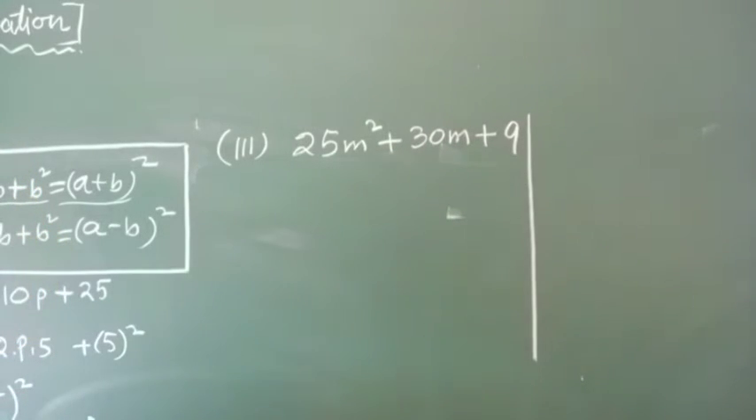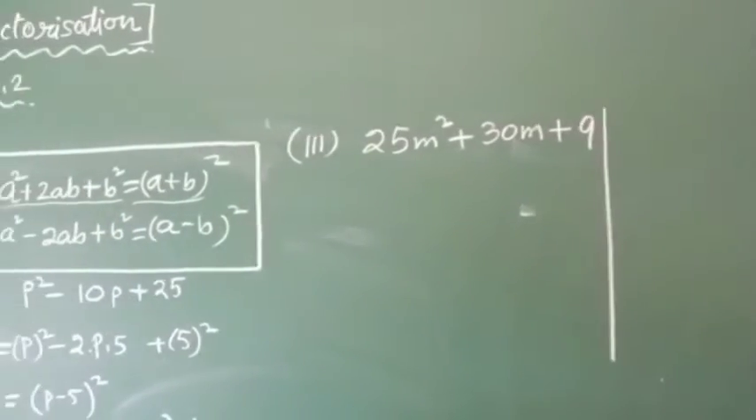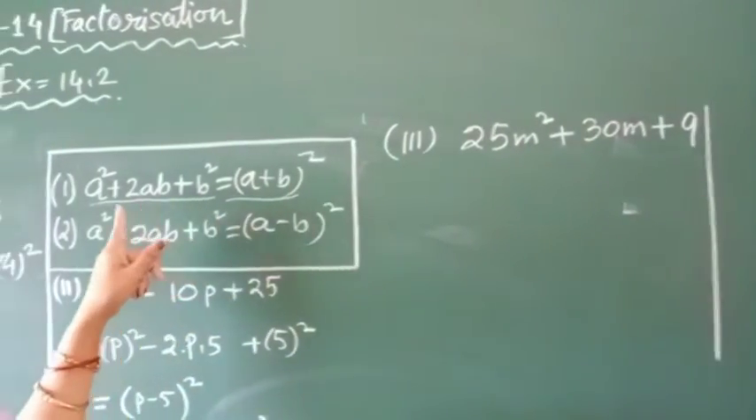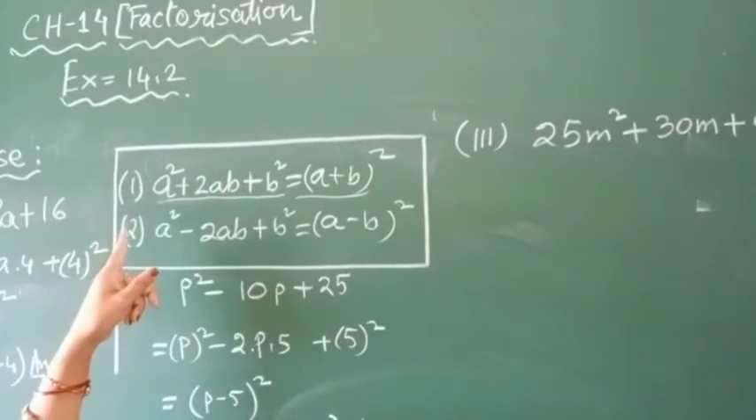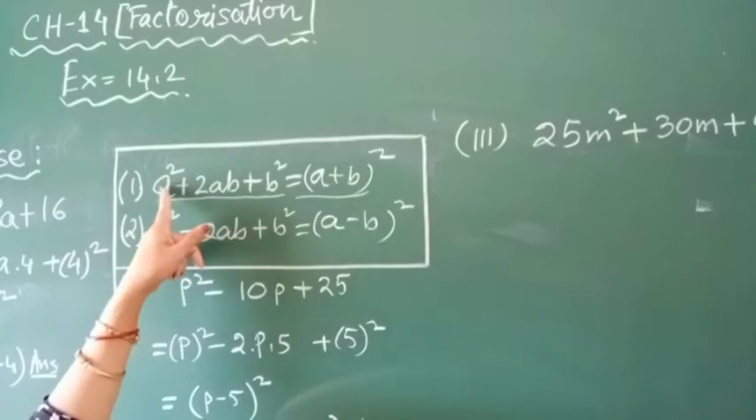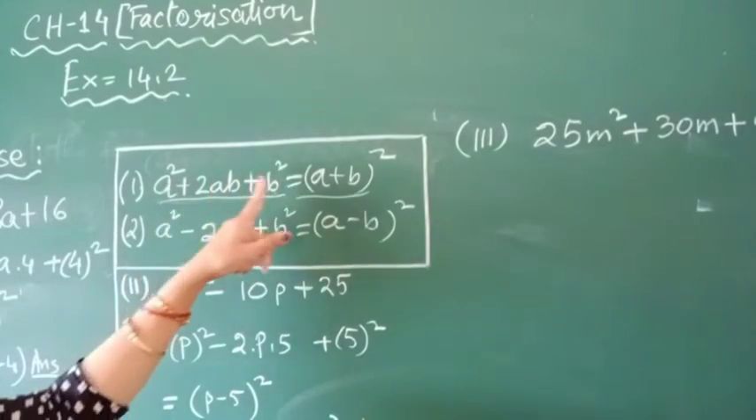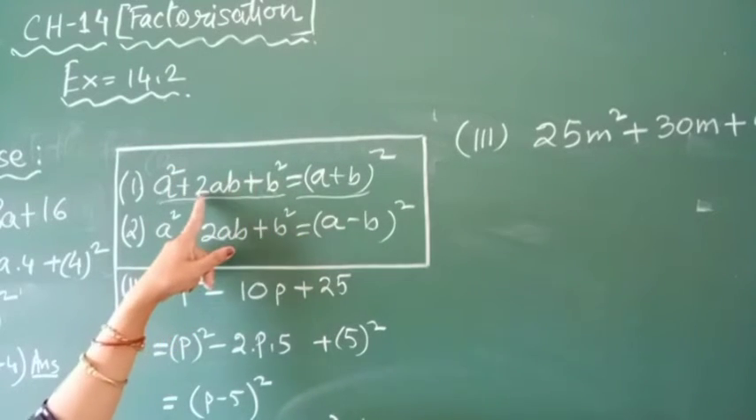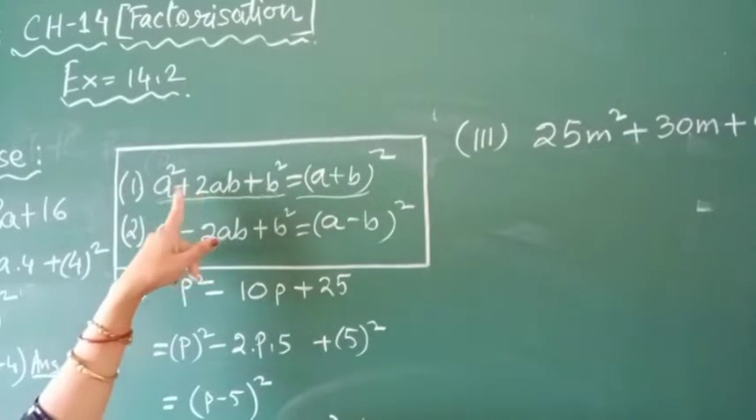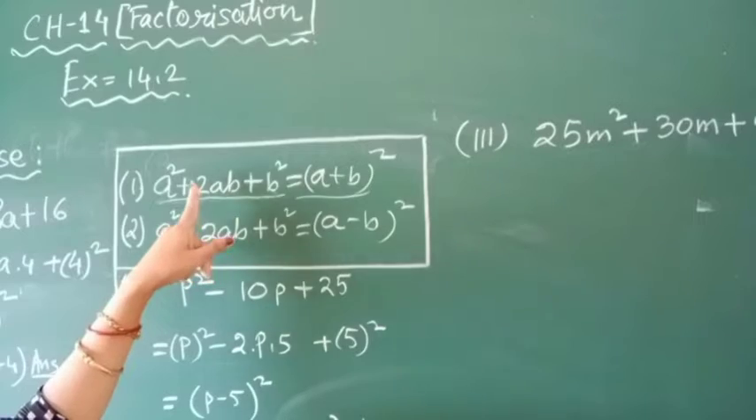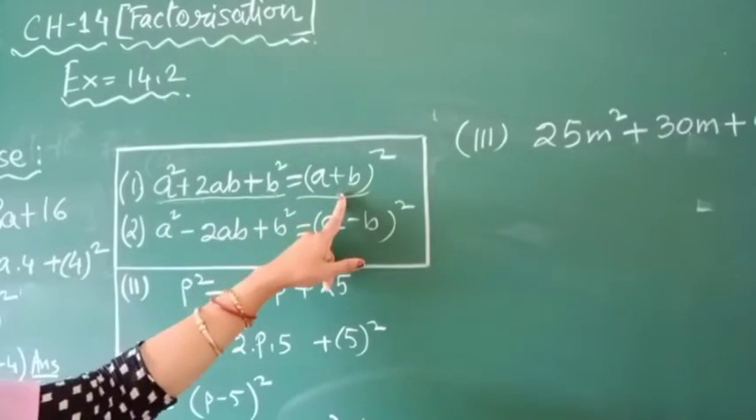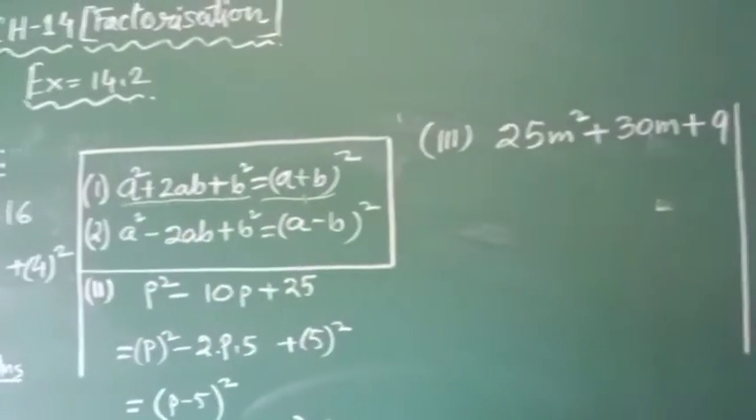So we can use the a plus b whole square identity, that means identity number 1. We can use identity number 1: both the first term and the last term are square numbers, and the middle term containing the variable is with a positive sign, so it will be a plus b whole square. Let's try.